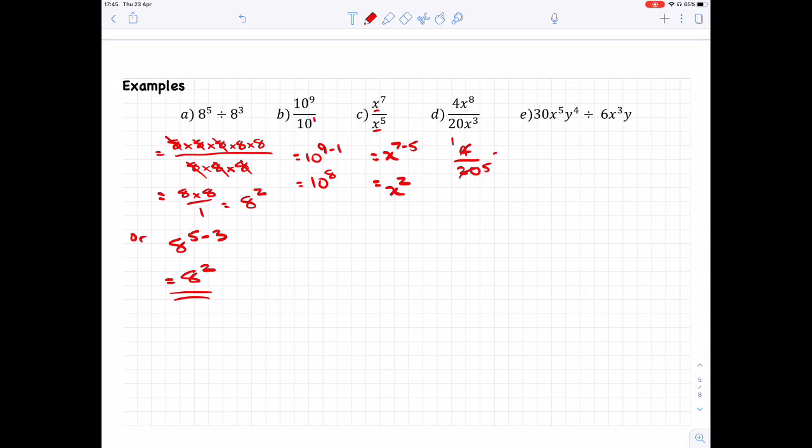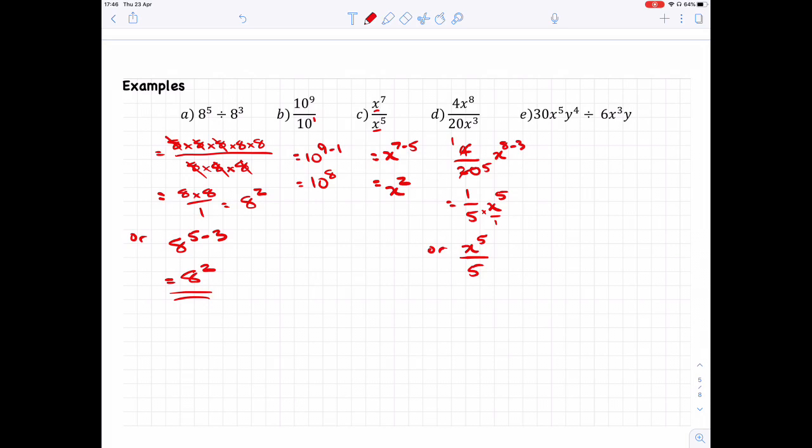And now we're going to look at our x's. And we have got x to the power of 8 divided by x to the power of 3. So we've got 8 minus 3, which gives us 5. So our answer is 1/5 x to the power of 5, or we could rewrite that as the one fraction being multiplying that of x over 1 gives us x to the power of 5 over 5.